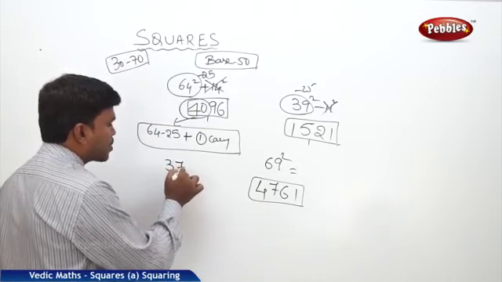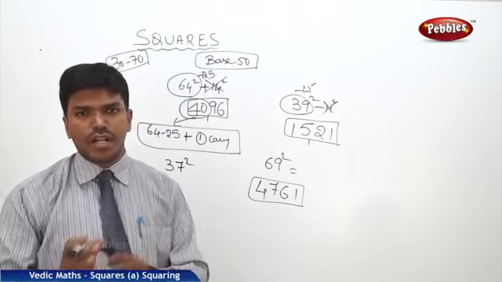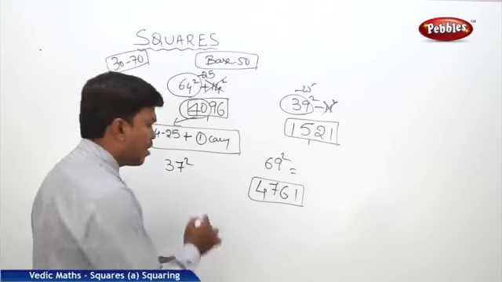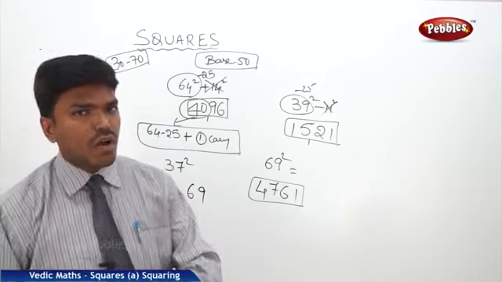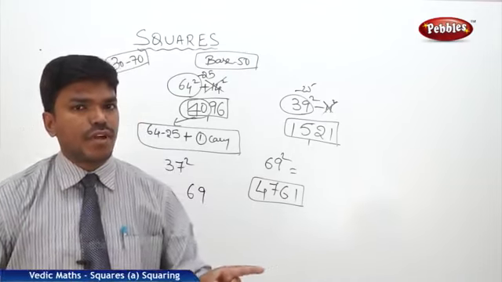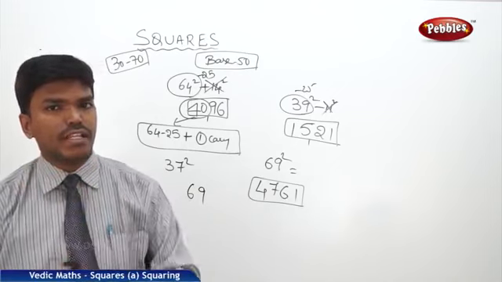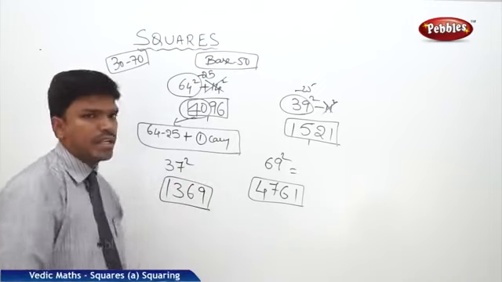I need 37 square. Compare with the 50. Less. How much less? 13. 13 square is 169. Drop 69, and 1 will be the carry in your mind. Now 37 minus 25 is 12. 12 plus 1 carry is 13. So what is 37 square? 1369.